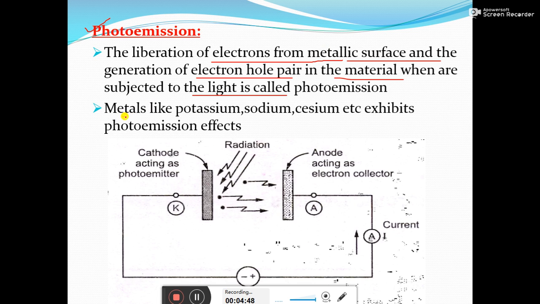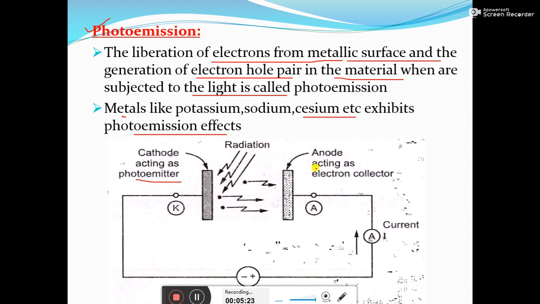Particularly, certain metals like potassium, sodium and cesium exhibit the photo emission effects. I cannot expect all metals to exhibit photo emission effects. There are some special metals which exhibit good photo emission effects. Here in the figure you can see there is a cathode which acts as the photo emitter.